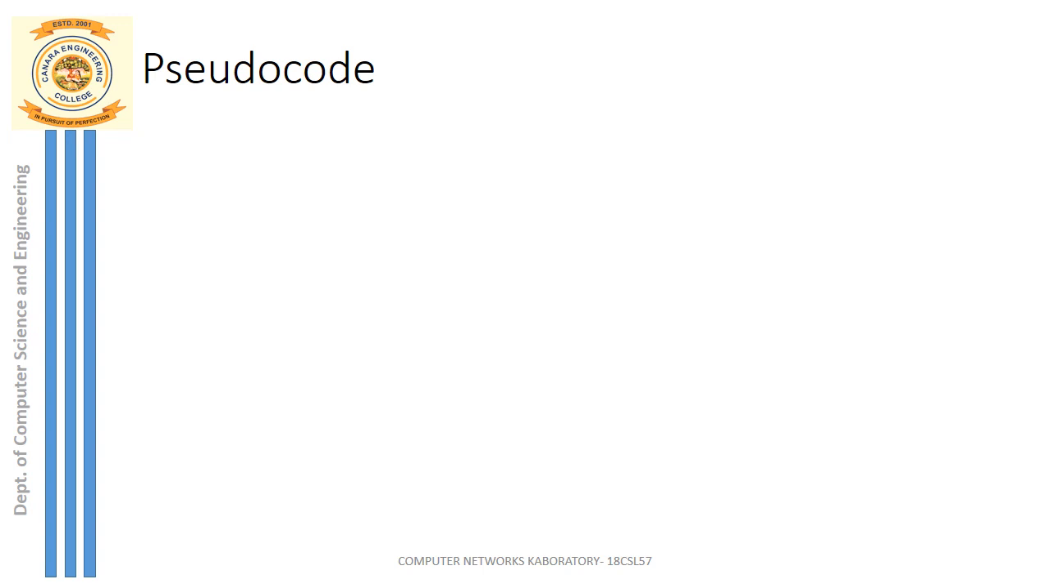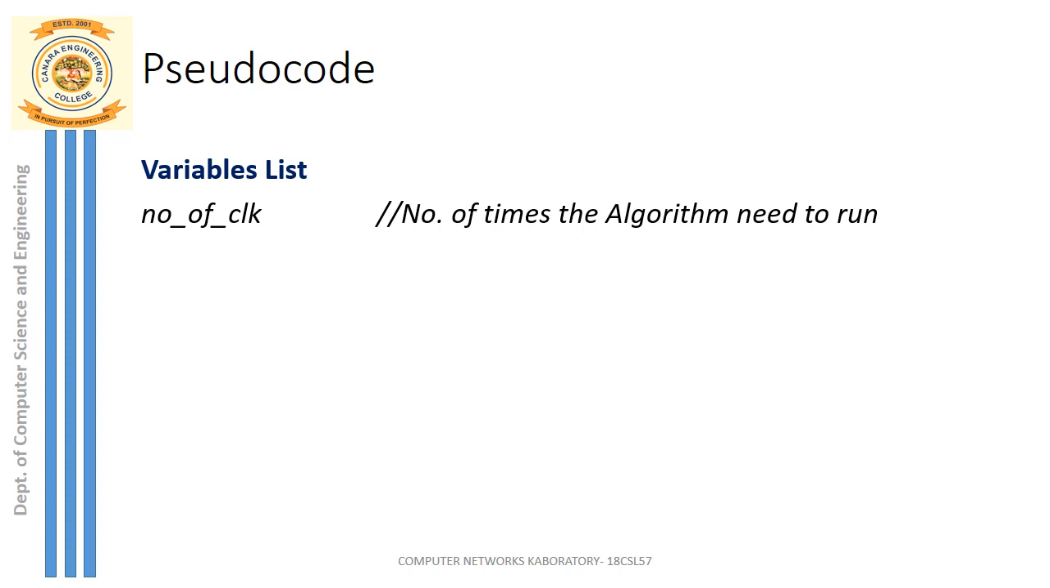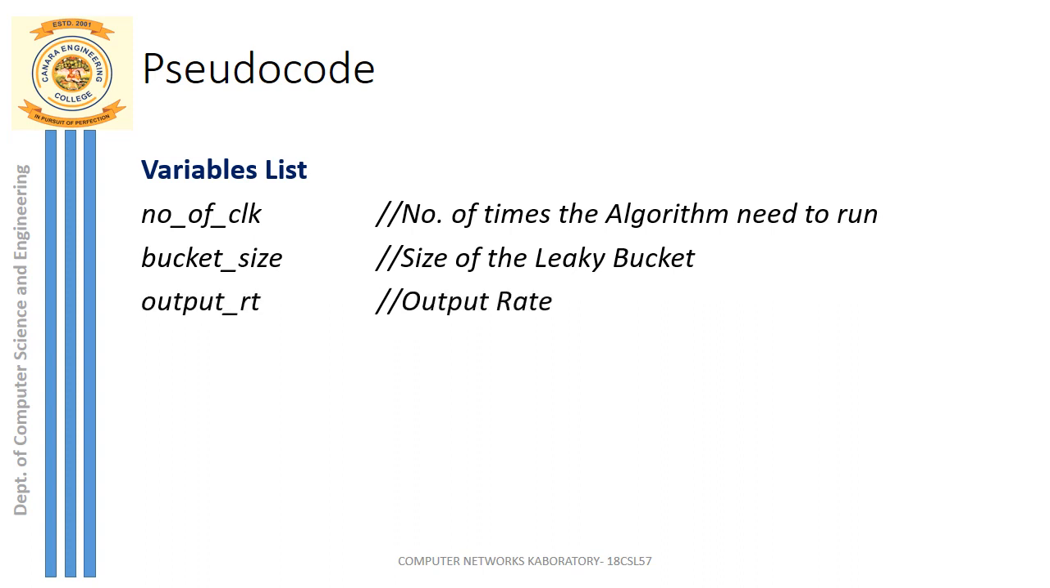Now we will write the pseudocode for the leaky bucket algorithm. To implement it, we have to consider some variables to store the values. The first variable is the number of clock ticks, that means the number of times the algorithm needs to run or the bucket needs to be run. Next is the bucket size of the leaky bucket, which needs to be read from the user as an input. Again, the output rate, the number of packets that can be sent out of the bucket at a given time, is an input given by the user.